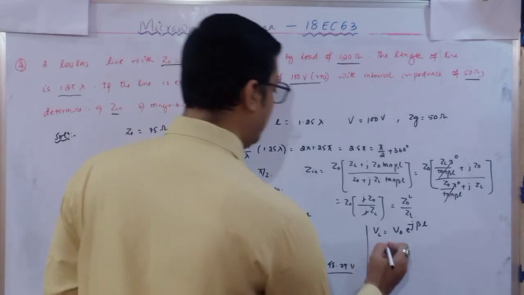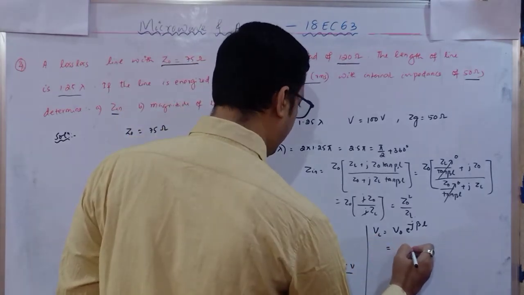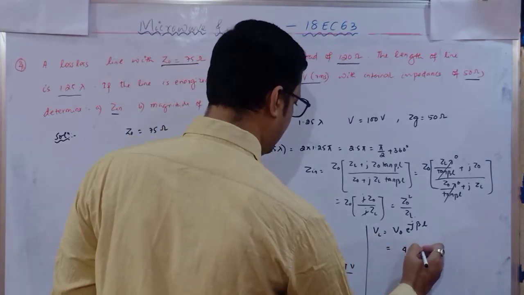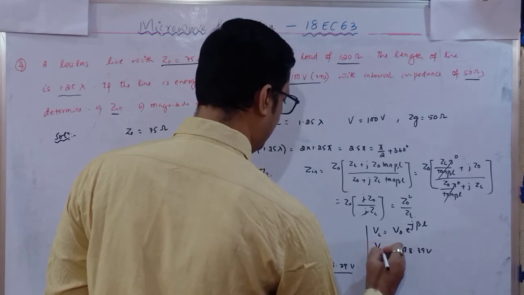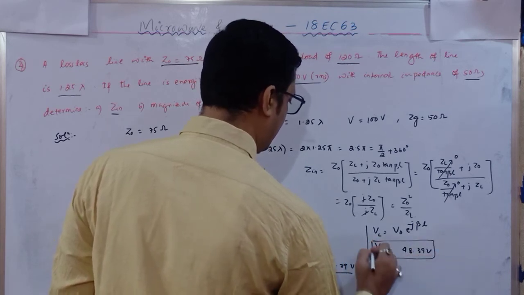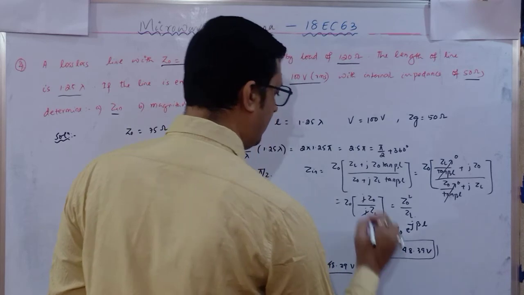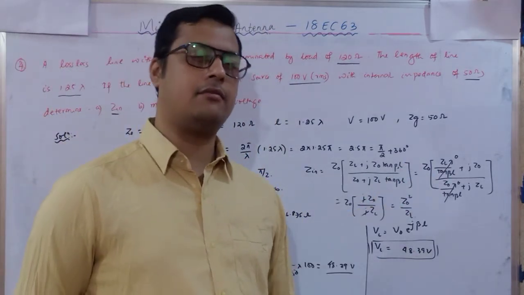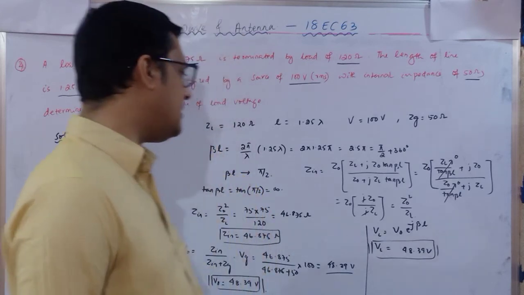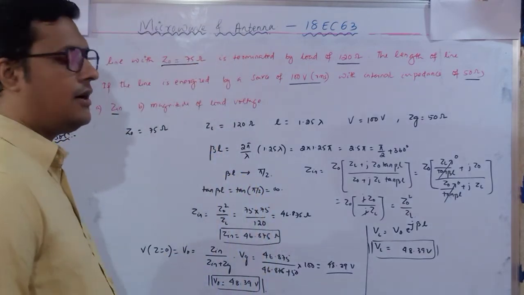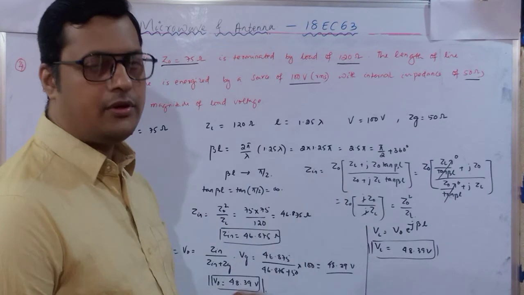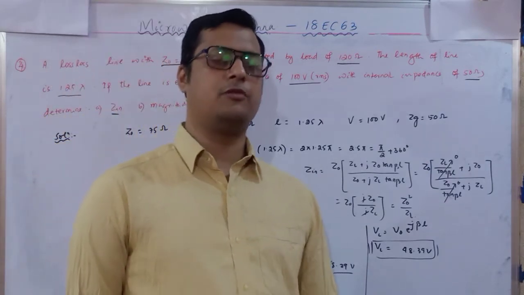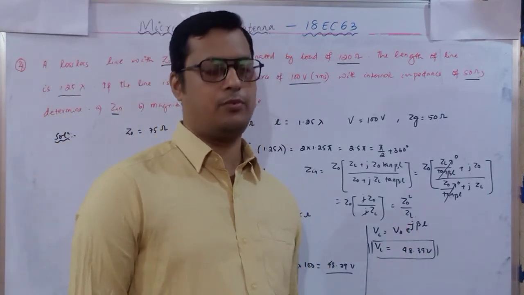So here the VL will also have 48.39 volt. Only magnitude I am considering, not with angle. If I am considering angle, then angle minus 90 degree I have to substitute. So this is the basic relation for identifying the input impedance, input potential and the load potential.